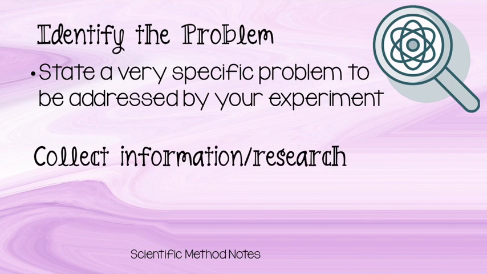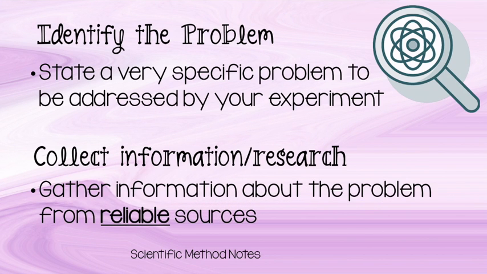Next, we are going to collect some information about our problem. We're going to do some research. The important thing here is that we are gathering our research from reliable resources. If your original information is not coming from a reliable source, it's not a great thing. It's not going to be super helpful when you're designing your experiment.